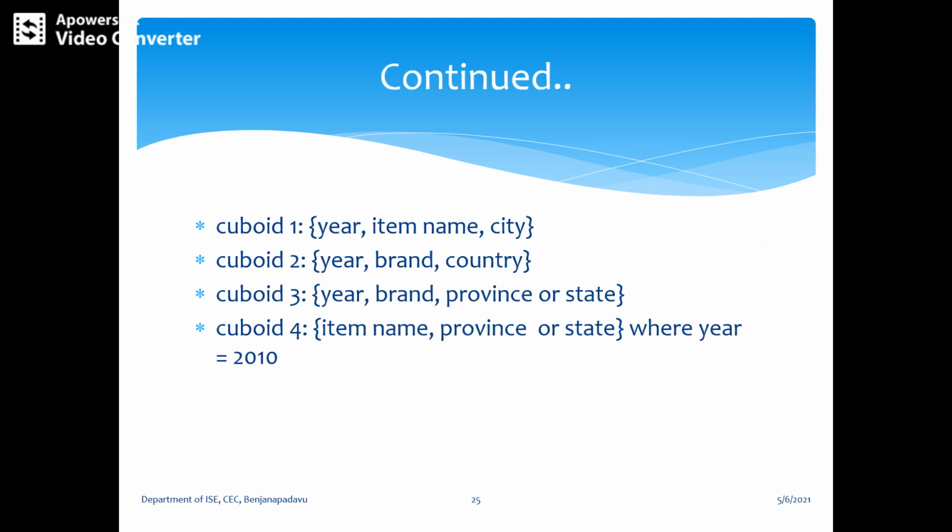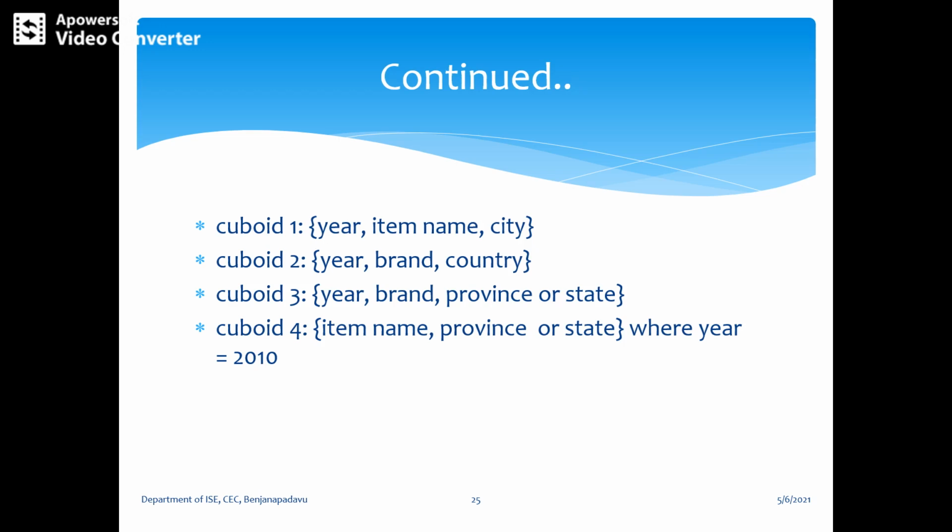So cuboid 1: year, item name and city. Cuboid 2: year, brand and country. Cuboid 3: year, brand, province and state. Cuboid 4: item name, province, state. The query is where the year is equal to 2000. So which of these 4 cuboids should be selected to process the query?